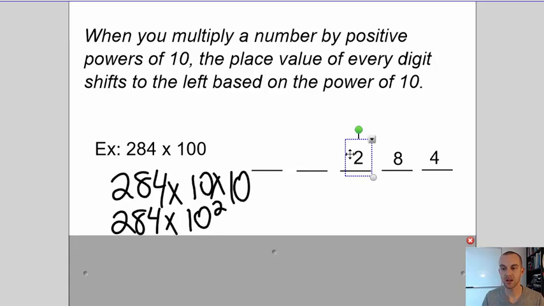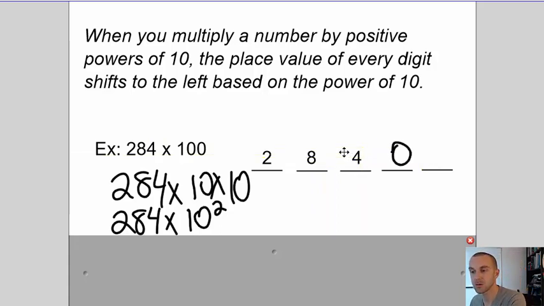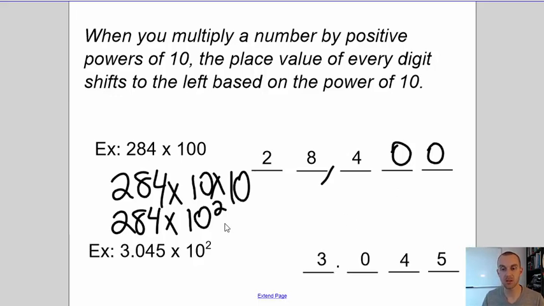So that now 284, I would shift the 200, now goes to the 10,000s. The 80 now goes to the thousands. And the 4 now goes to the hundreds, which means I then need to include two zeros so that 284 times 100 is 28,400.